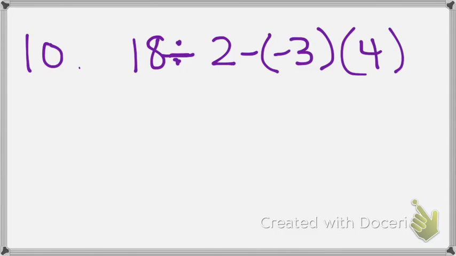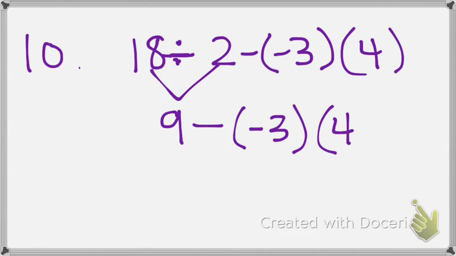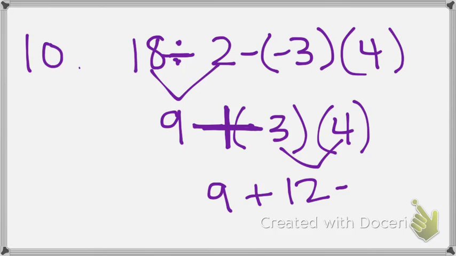Last one, we got nothing in the parentheses, no exponents. So multiply, divide, do what comes first. There's 9 2s in 18. Bring down minus, bring down negative 3, and the 4. So I either have subtraction or multiplication. And actually in this case, I got subtracting a negative, and I'm going to change it to a plus. But I still will multiply before I add, so 3 times 4 is 12, plus 9, and I got 21.